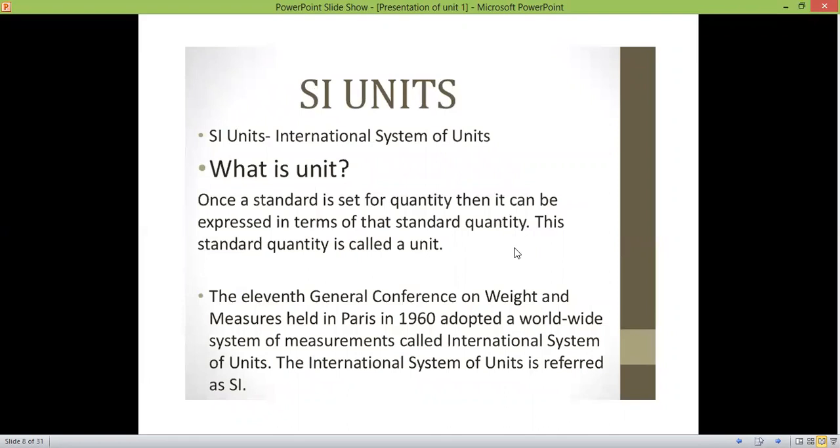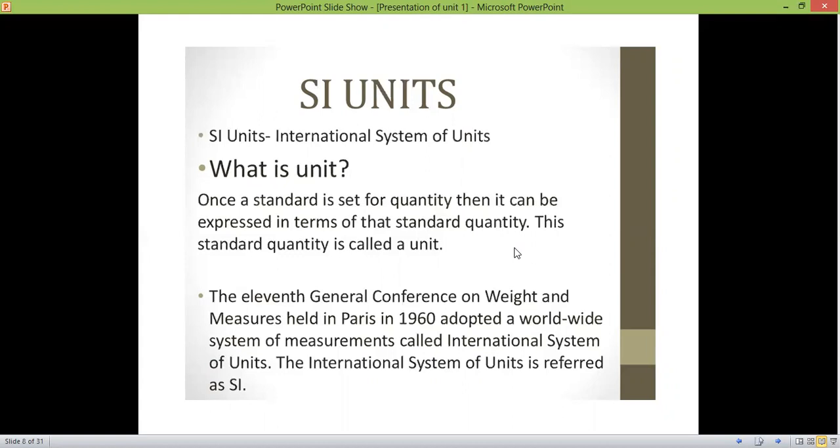SI units stand for International System of Units. What is a unit? In order to measure any quantity, in order to express a physical quantity, we need to specify a standard quantity, and that standard quantity is said to be a unit.